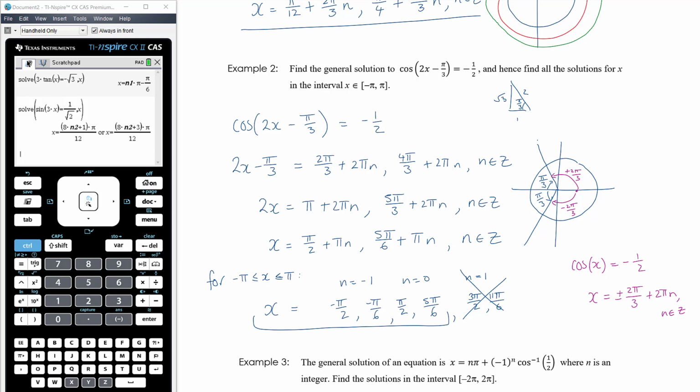Let's have a quick look at what this looks like when we solve it with our CAS. I suspect it would have used the -2 pi on 3 at the beginning, so we might get slightly different looking solution. So menu 3.1.